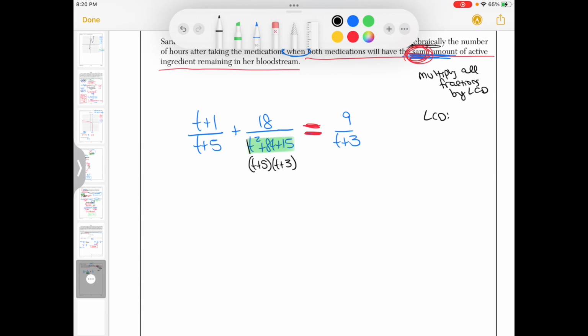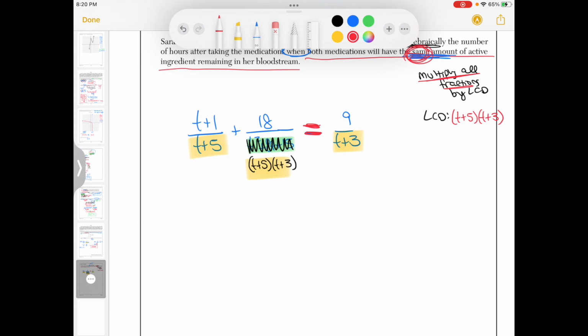This is T plus 5, T plus 3, and I'm just going to replace this with that. So now looking at all of the denominators, I have T plus 5 in 2 of them and T plus 3 in both of them, or I'm sorry, in 2 of them. So my overall LCD is T plus 5 and T plus 3. Now I have to multiply all of my fractions by that.